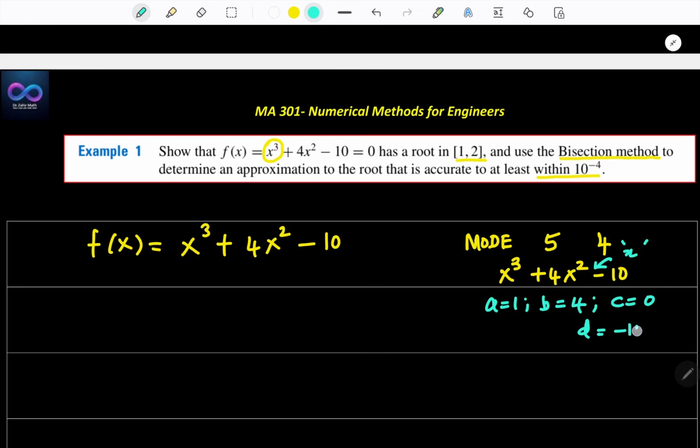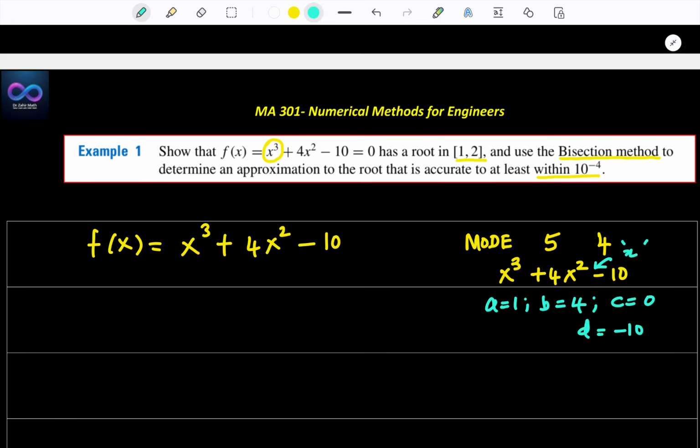And D is equal to what? Minus 10, or you can say the constant is minus 10. So press 1, okay, then 4, okay, then 0, okay, and then D is equal to minus 10. If you press A is equal to 1, B is equal to 4, C is equal to 0, and D is equal to minus 10, and press this one, you will get the answer, right?